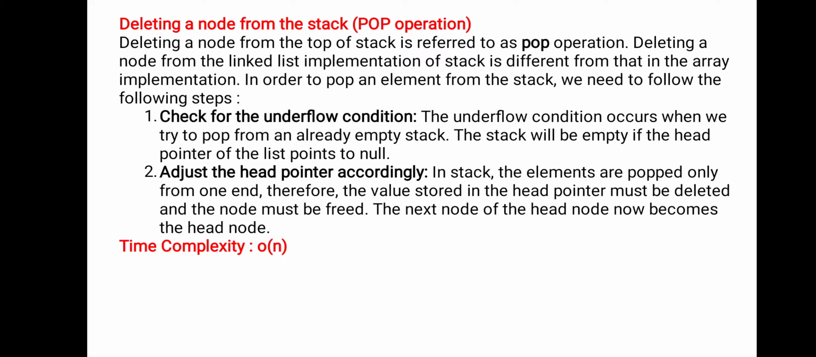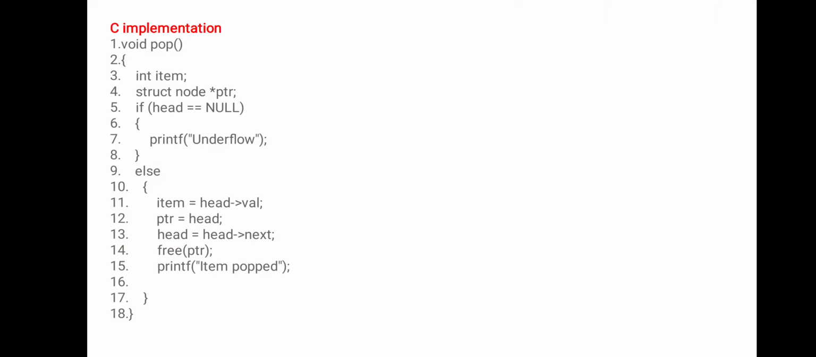So if I want to delete a node from this, instead of connecting the head node to 1, I am going to connect the head node directly to 2. So automatically the first node is deleted. That is the technique you follow. In a stack, the elements are popped only from one end. Therefore, the value stored in the head pointer must be deleted, and the node must be freed. The next node of the head node now becomes the head node. Time complexity is order of n.